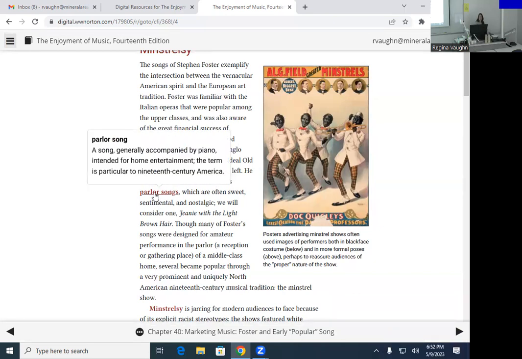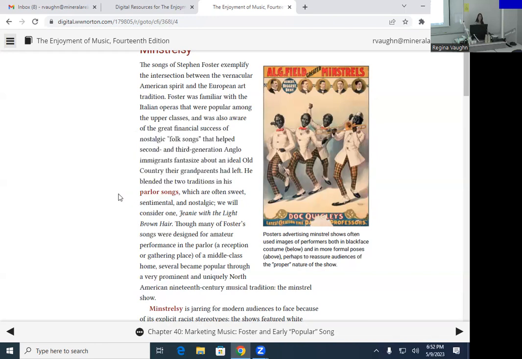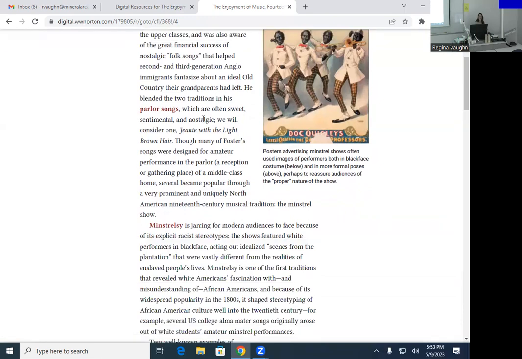A parlor song is a song generally accompanied by piano, intended for home entertainment. The term is particular to 19th century America. We don't really have parlor songs anymore. Today we have popular music, but at the time this was the popular music. And you couldn't hear it on the radio or buy CDs of it or download it from Amazon, because those things hadn't happened yet. The way that your music became popularized was by public performance and by publishing, so people could buy it and perform it in their own homes.